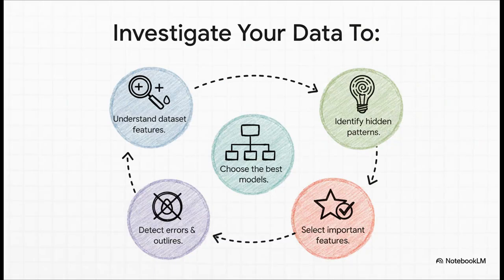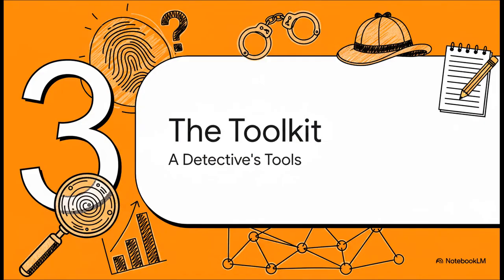Let's break it down. By understanding the dataset's basic features, you're just getting the lay of the land. When you identify patterns and relationships, that's when you start seeing how the clues connect. Detecting errors and what we'll call unusual suspects, or outliers, make sure your evidence is solid. And all of this helps you select the most important features and choose the right tools to ultimately solve the case. Okay, let's talk about the toolkit.